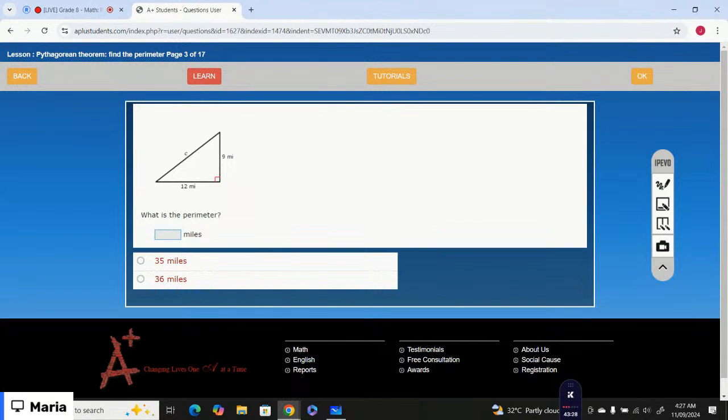What is the perimeter? So which is the correct option? Which is the missing side length?